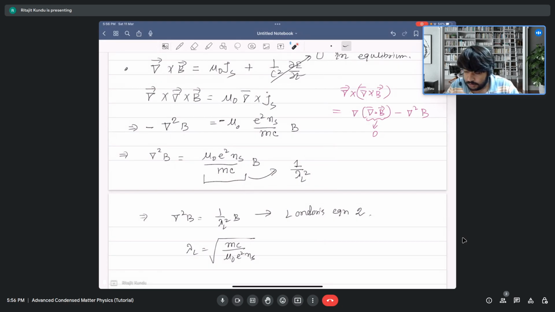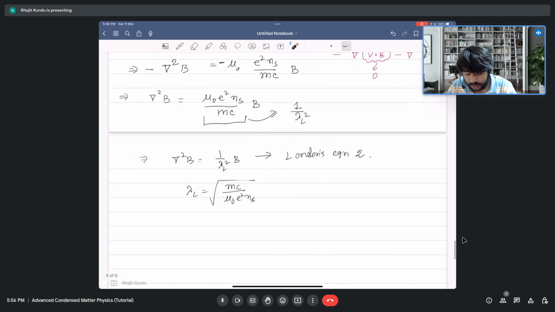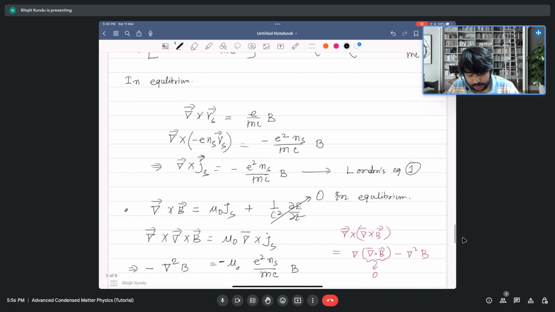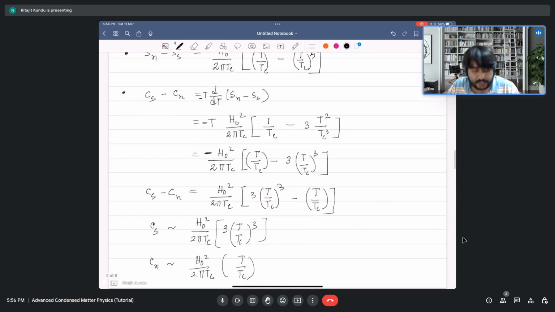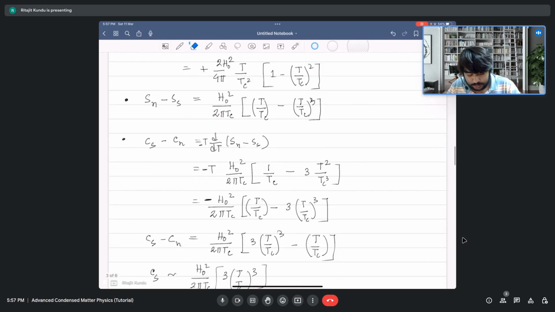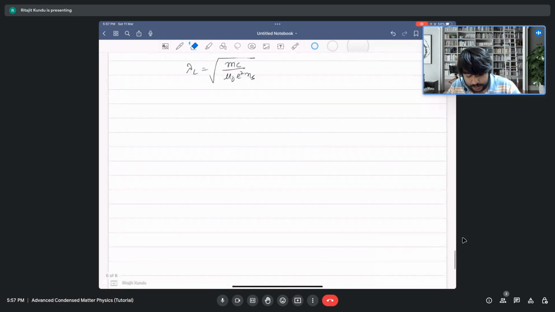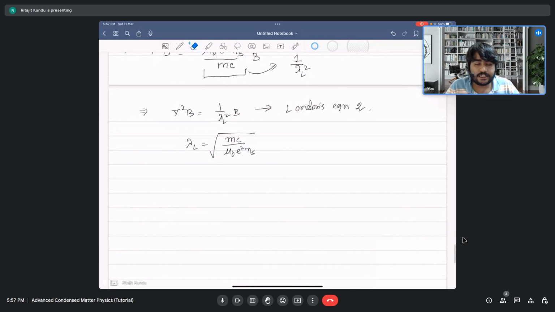There is one important question. As you have seen before, there is a temperature dependence near Tc for the entropy and also the heat capacity. We can try to do a similar analysis for this screening length as well. So what does this lambda L tell me?